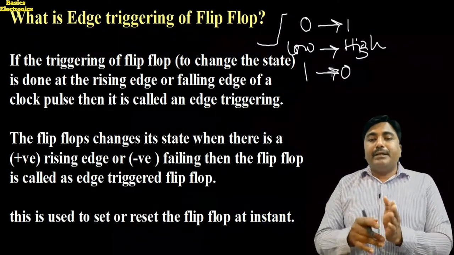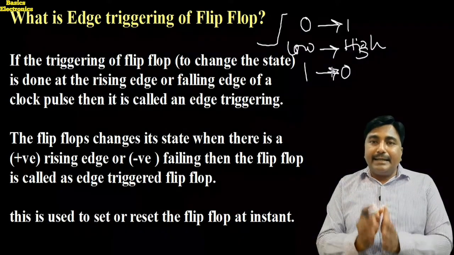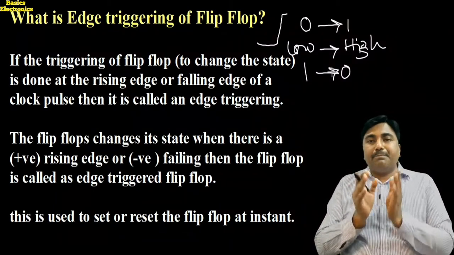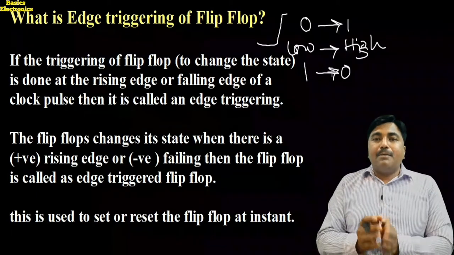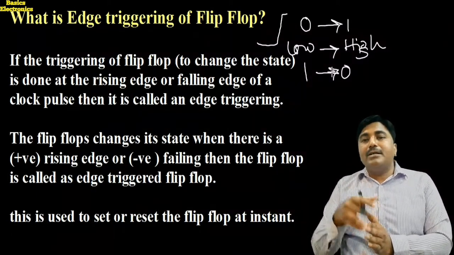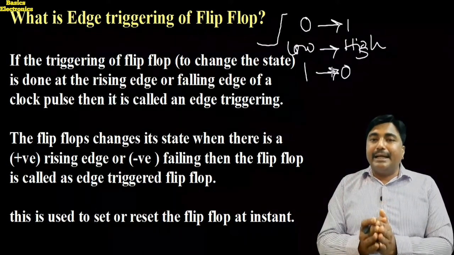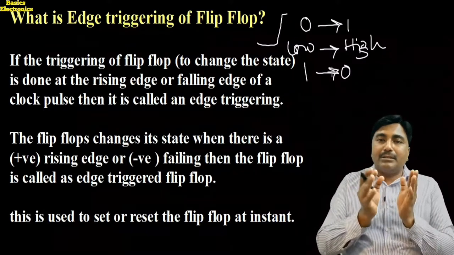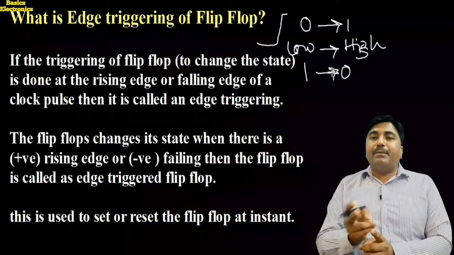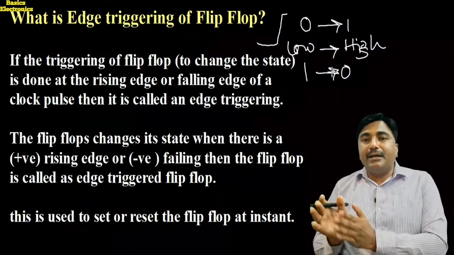So when the triggering is done at the positive edge or the negative edge, then that is what we call the edge triggered flip-flop. The flip-flop which changes its state from set to reset or reset to set condition, it triggers its state from set to reset or reset to set at a particular instant, at a particular edge, then it is what we call an edge triggered flip-flop.